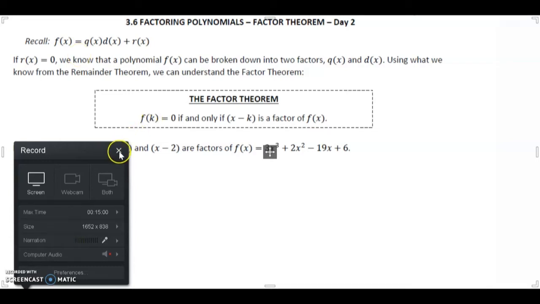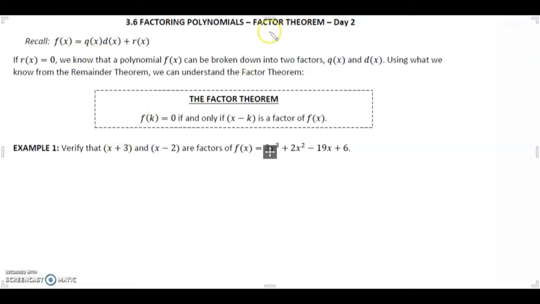3.6, factoring polynomials. Okay, so we're going to touch on the factor theorem now. So as we call f of x, our expanded version of our function is the quotient times the divisor plus the remainder. Okay, and as a recall, if the remainder equals 0, we know that a polynomial f of x can be broken down into two factors. Those two factors are going to be q of x and d of x, right? Our quotient and our divisor.